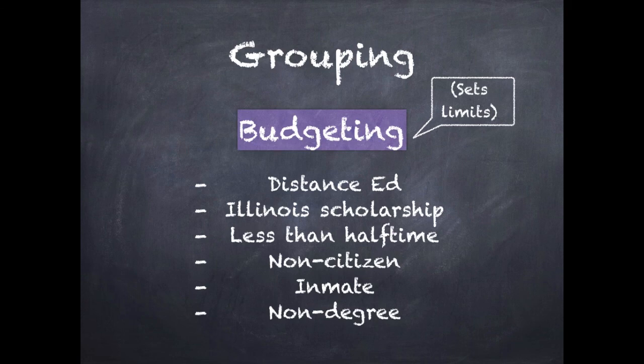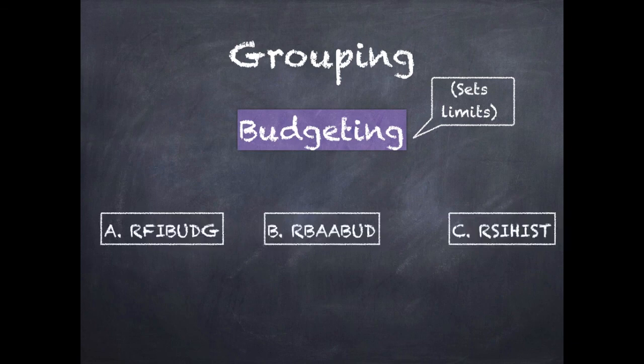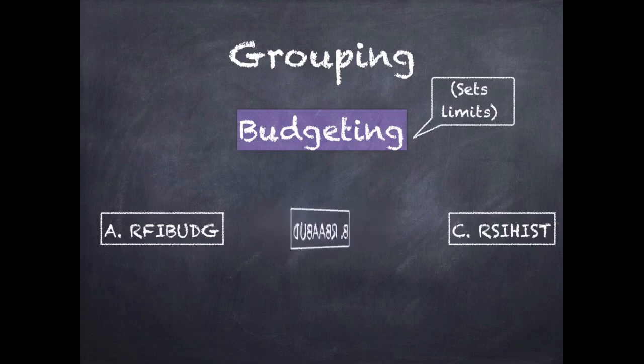Assigning these attributes during budgeting allows the student to activate their portal and see what might be preventing their aid. So it's important that they go through this step. Now, which form would you use to see what type of budget a student has? The answer is B.